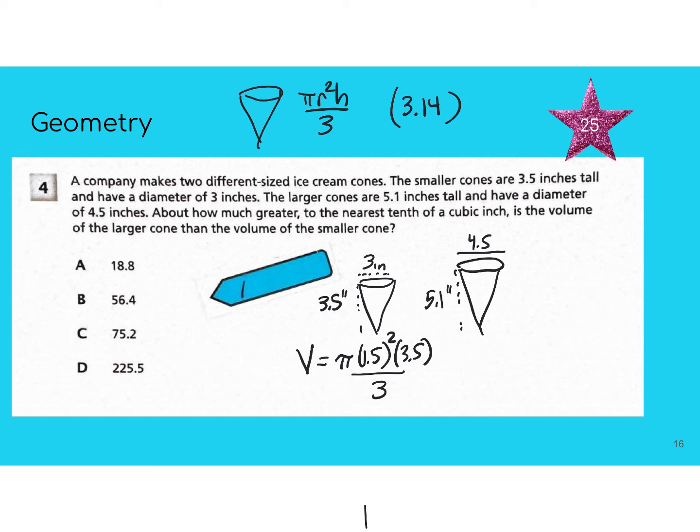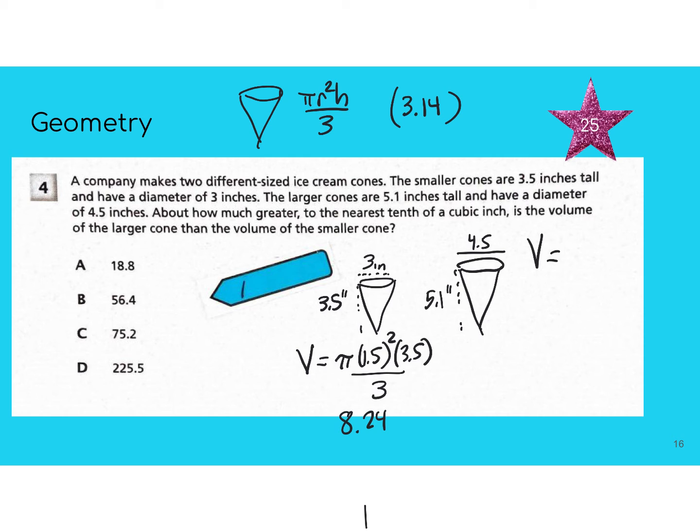And I'm going to use my calculator, and I'll get 1.5 squared, giving me 2.25 times 3.5, which is 7.875 times 3.14, which is 24.7275, divided by 3 gives me 8.24 approximately.